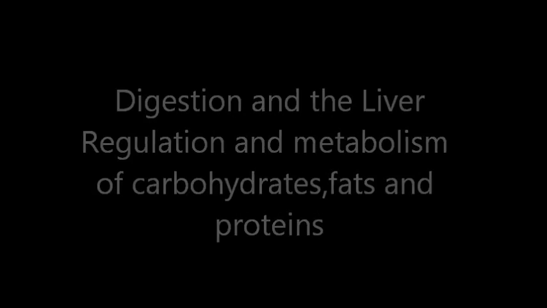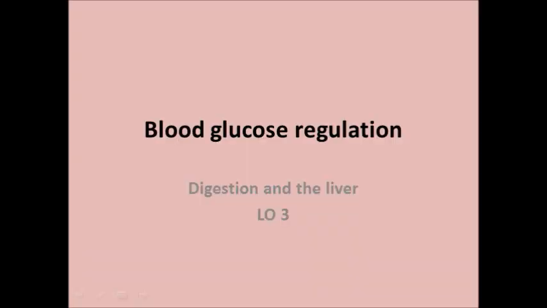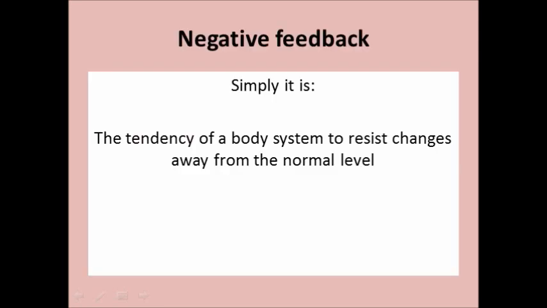One of the roles of the liver is to regulate the levels of fats, carbohydrates and protein in the bloodstream. These have reached the liver from the digestive system via the hepatic portal vein. And what the liver does is to process the material that's in the bloodstream to restore levels back to the normal level. So this is an example of homeostasis.